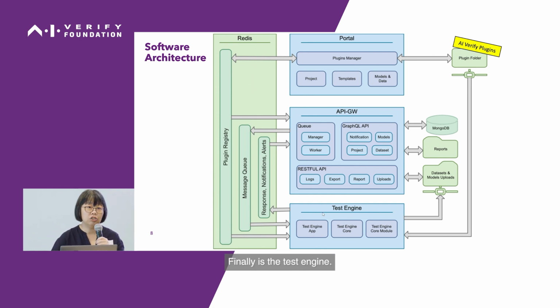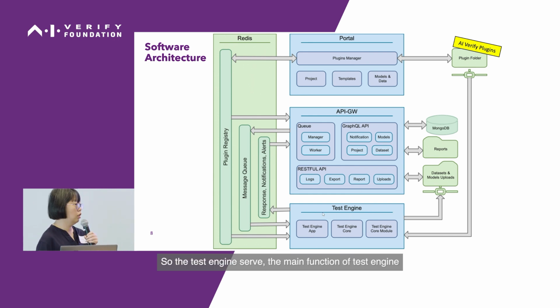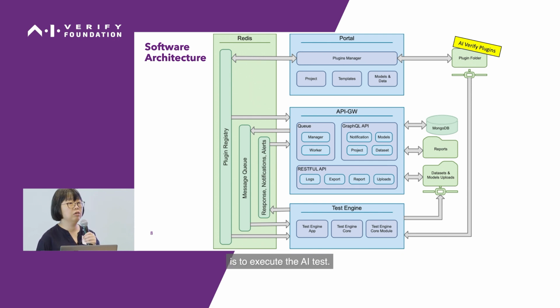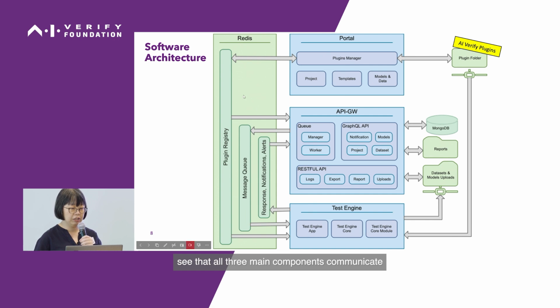Finally is the test engine. The main function of the test engine is to execute the AI test, and the result will be posted back to the API gateway, which then takes the result and saves it to MongoDB. So this is the part where you can see that all three main components communicate with each other using Redis.